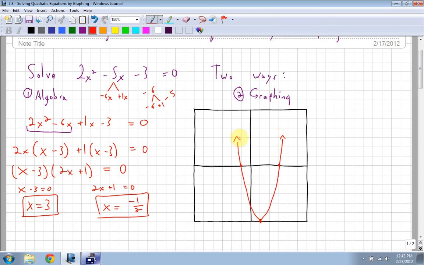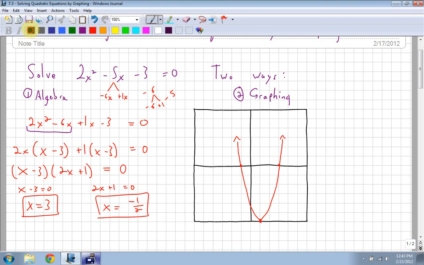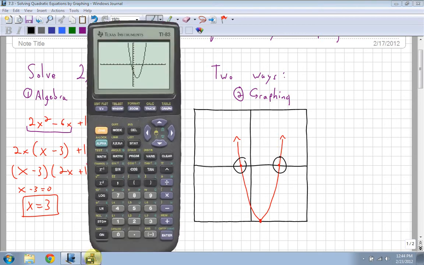Now, the way to solve this using graphing is I want to figure out where this graph equals 0. Well, where the graph equals 0 is where the graph crosses the x-axis, if you remember from the last lesson. That's my zeros. So I go to my graph, I go second, calculate, and I want to calculate the zeros, so I go down to 2, or you can just press 2.